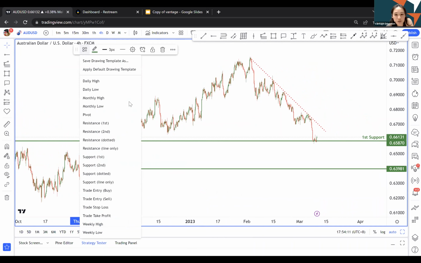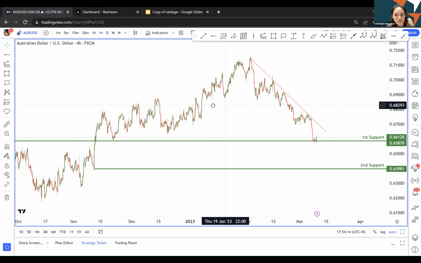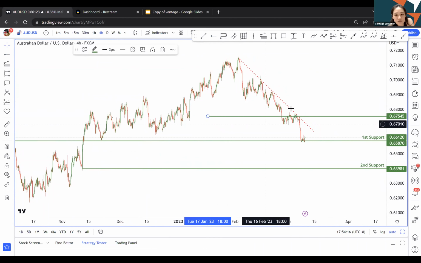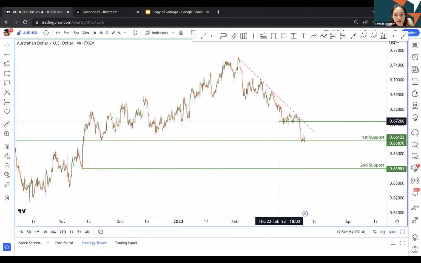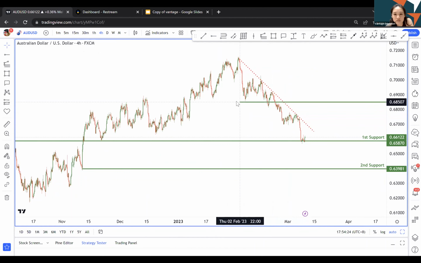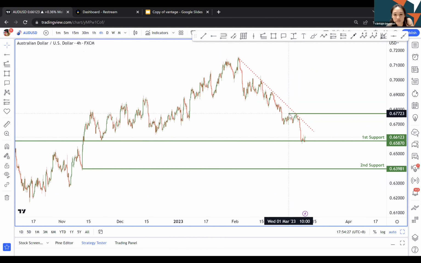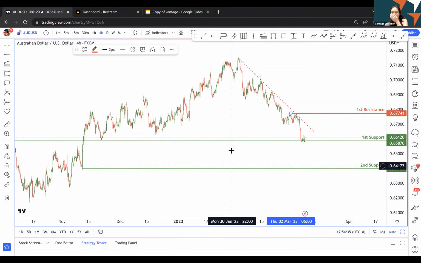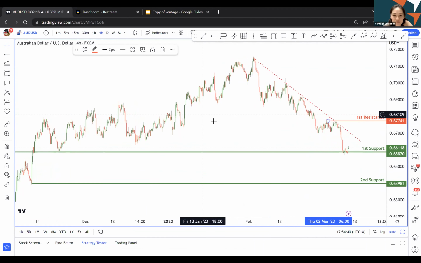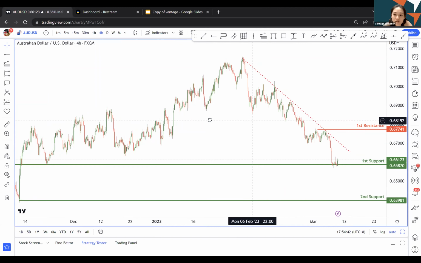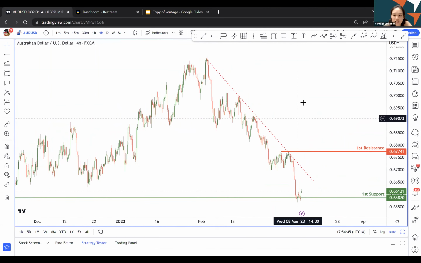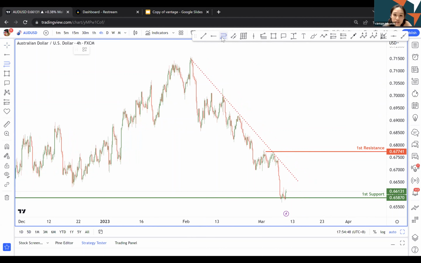Okay, here's my second support. Okay, and my first resistance over here. Okay, so now let's start adding in our Fibonacci levels.